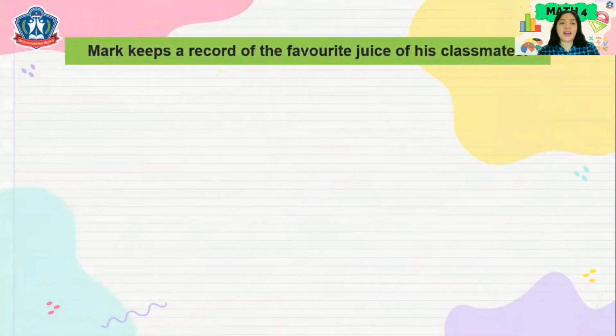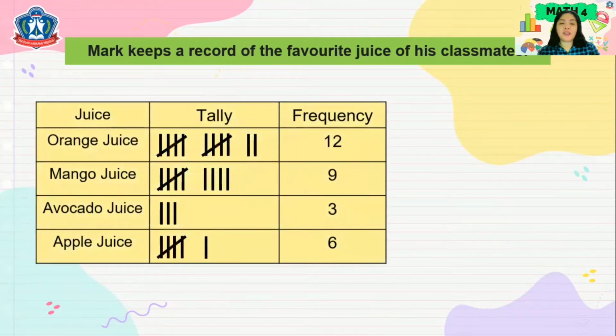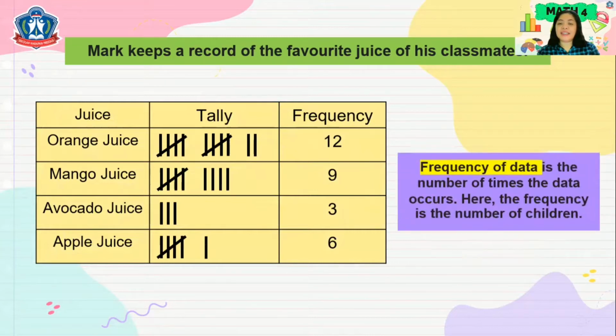Okay, let's read. Mark keeps a record of the favorite juice of his classmates. So I have here a table of the different juice that his friends like, or the favorite juice of his classmates. So we have here the tally and the frequency. So what is a frequency? A frequency of data is the number of times the data occurs. So here, the frequency is the number of children or the number of his classmates.